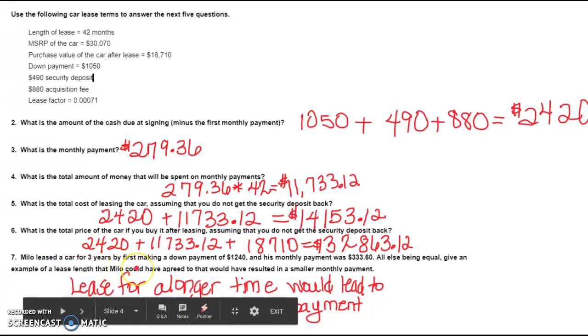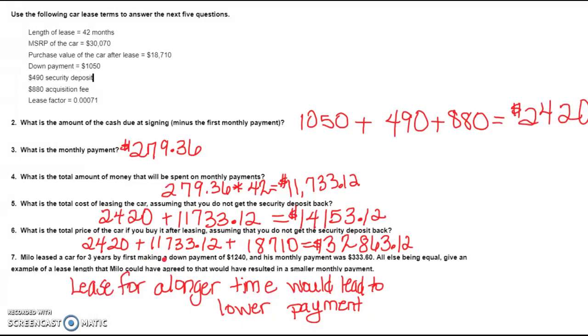Milo leased the car for 3 years by first making that down payment and then his monthly payment. All else being equal, give an example of a lease length that Milo would have agreed to that would result in a smaller monthly payment if he leased it for a longer amount of time, or if he gave a higher down payment. Either one of those should have ended up with a lower monthly payment.